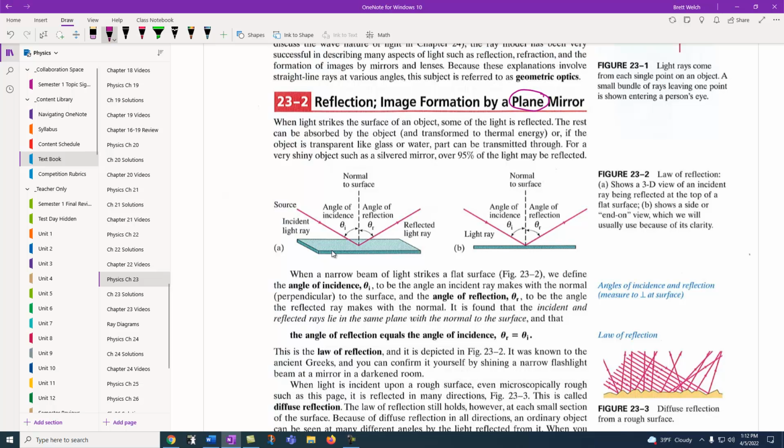So we have a flat surface, we have a ray of light coming in from some sort of a source. It doesn't matter what that source is. Light's coming in, it hits the surface, it bounces off in a reflected ray. So we have the incident ray coming in and the reflected ray coming out.